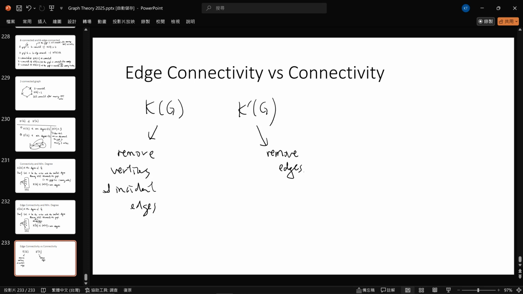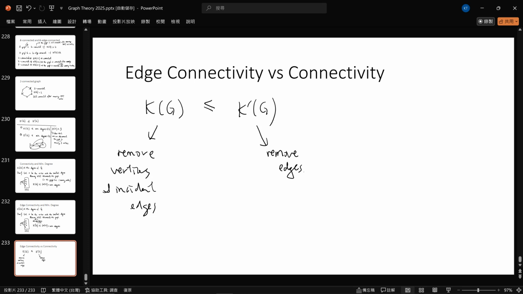So which operation is more powerful? Sorry? Yeah, okay. So if this is a more powerful operation, we should be able to use fewer operations to disconnect the graph. Right? So using this intuition, kappa G should be at most kappa prime G because it is a more powerful operation.